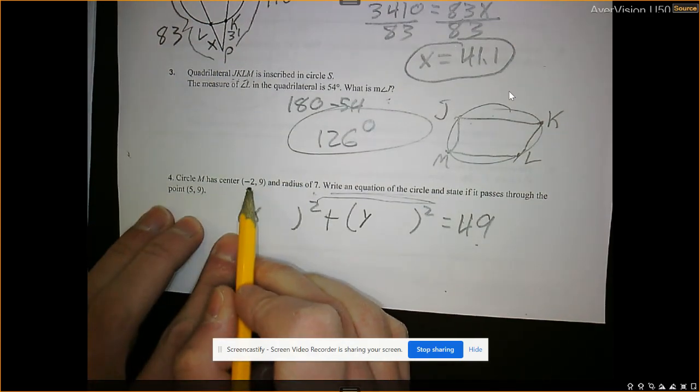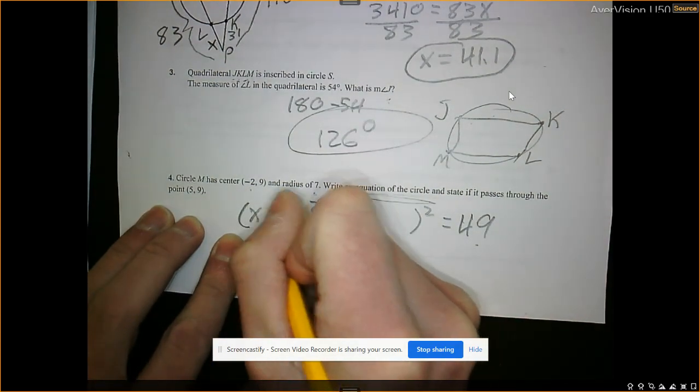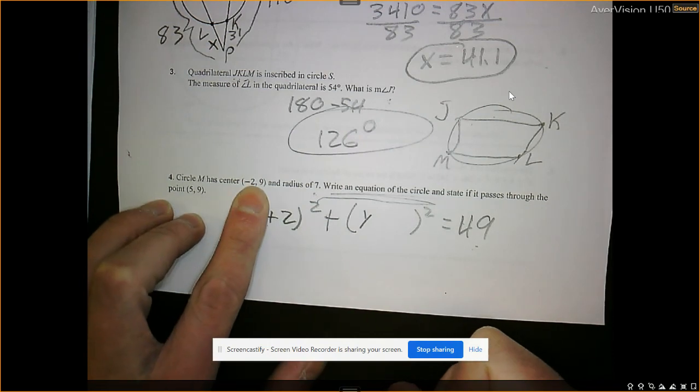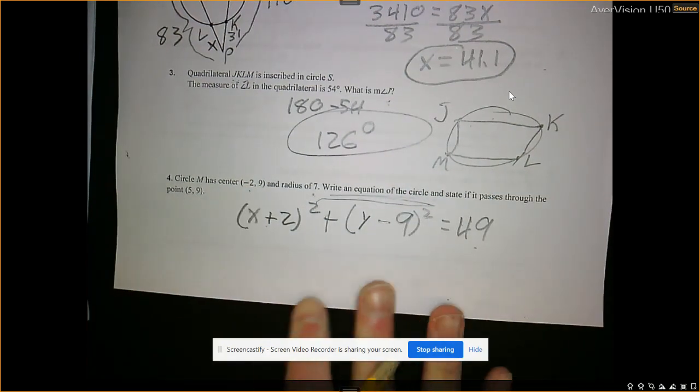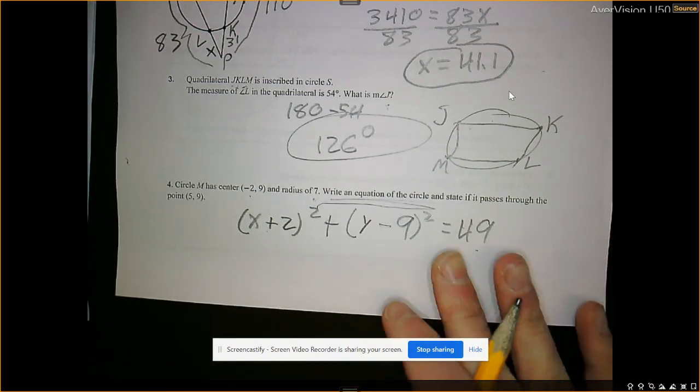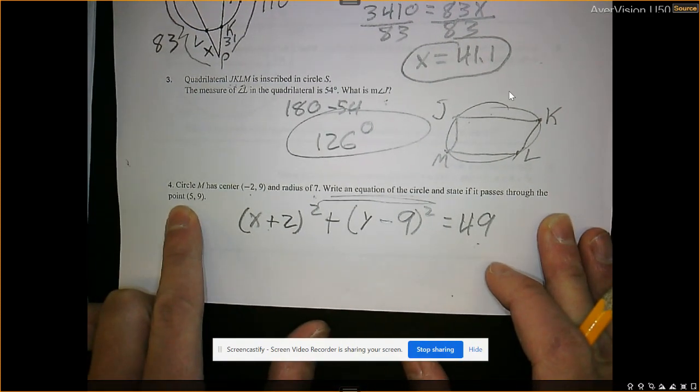And now we're saying, okay, if we see a -2, well, that's going to appear as a +2 in our equation. If we see a +9, that's going to appear as a -9 in our equation. So that is our circle. And then it says, state if it passes through the point 5, 9.